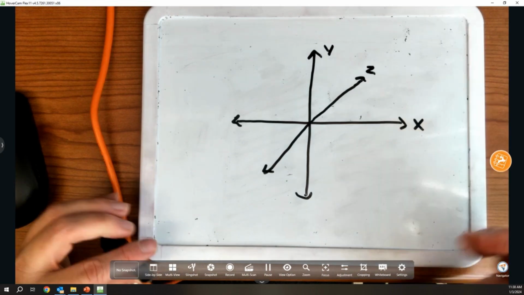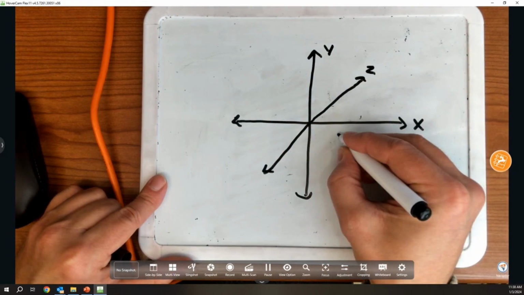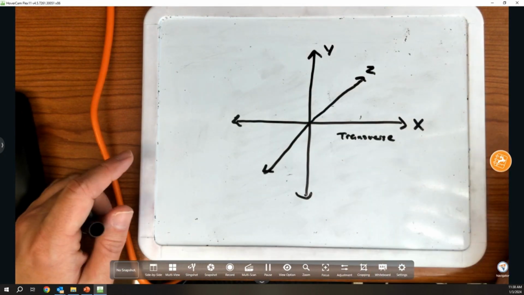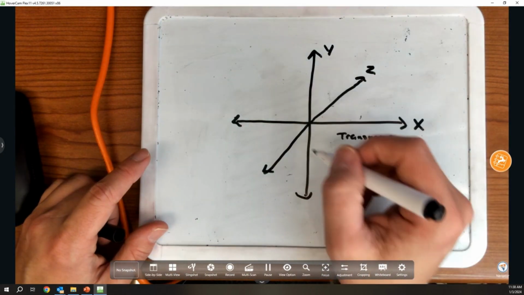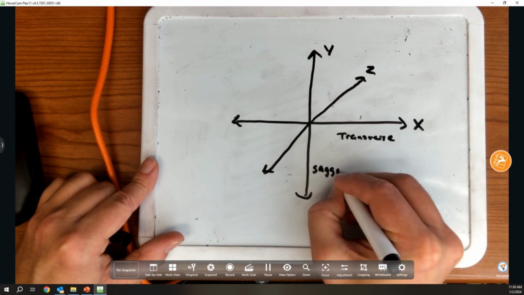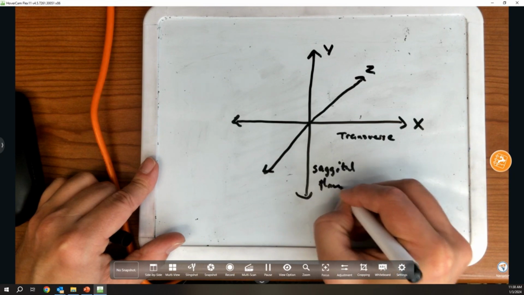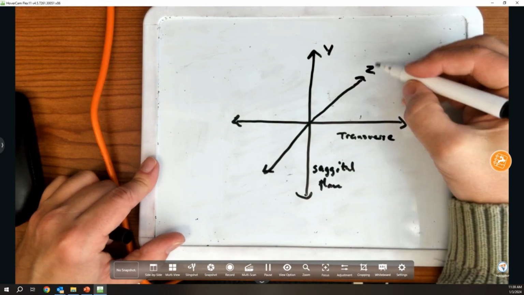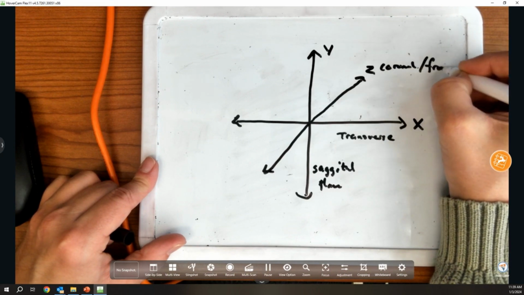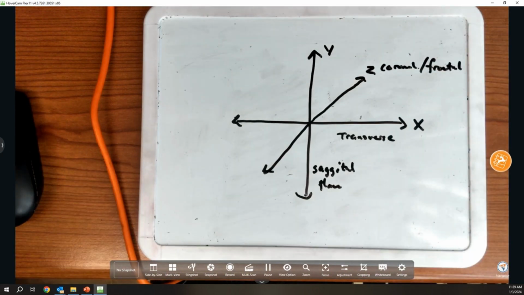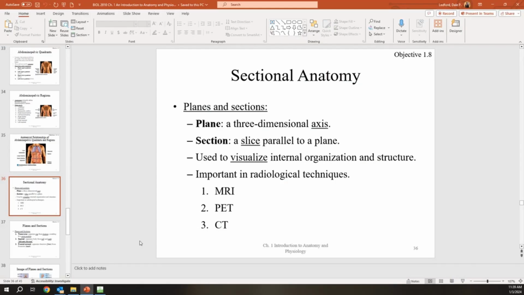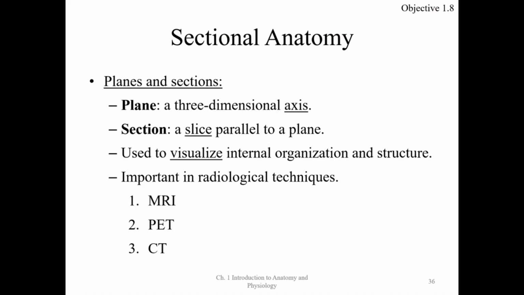Now, x-axis, that separates us top from bottom. This is our transverse plane. And our y-axis separates us left from right. This is the sagittal plane. And the z-axis separates us front to back. That is the coronal or frontal plane. Okay? And we're going to talk about those in a minute.